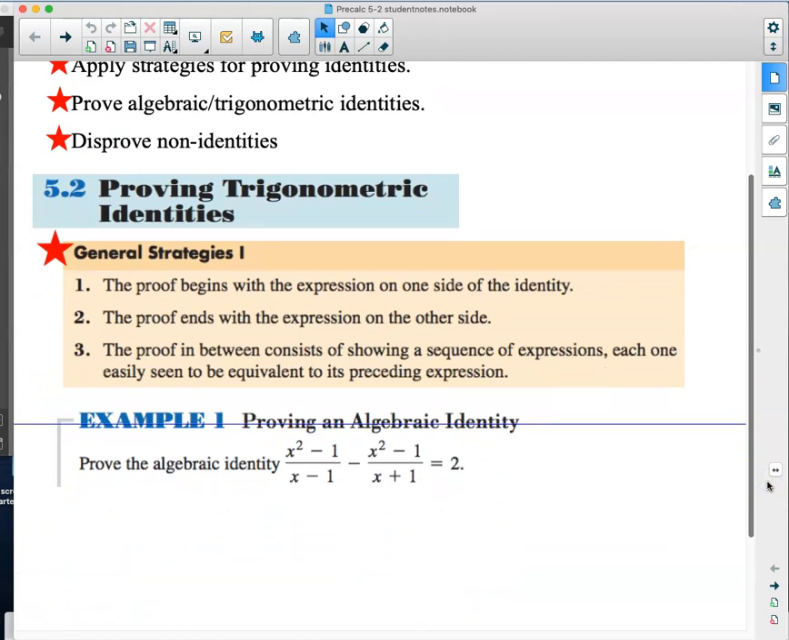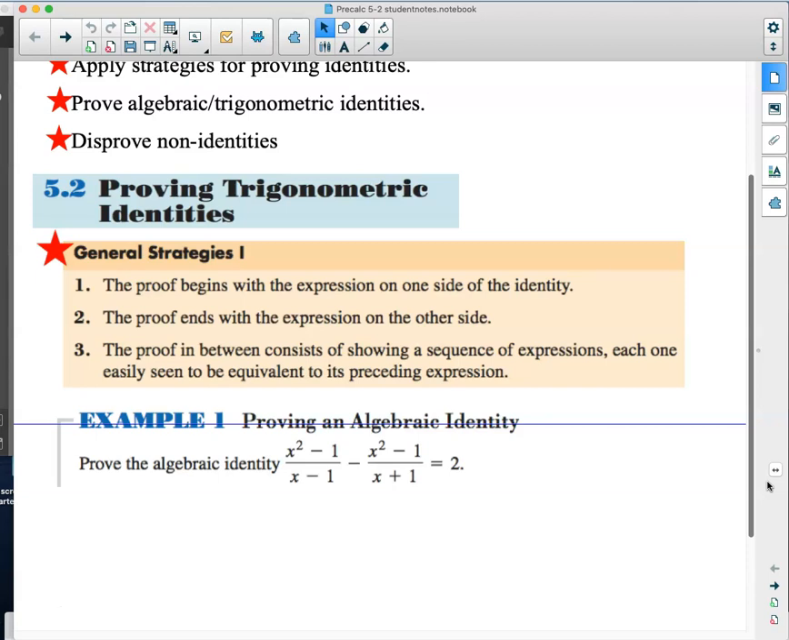Now, one of the things I like about this section is that your book stops every once in a while and says, you know, here's a strategy. If you're having trouble with this, use this strategy, try this. So general strategies, the first box that they have here says, we know the proof begins with the expression on one side of the identity.